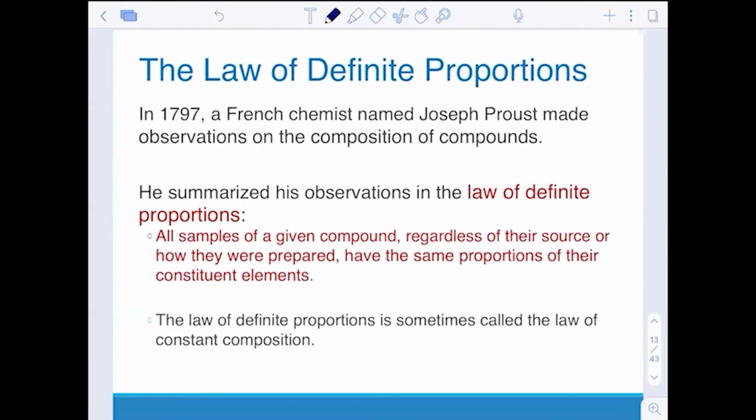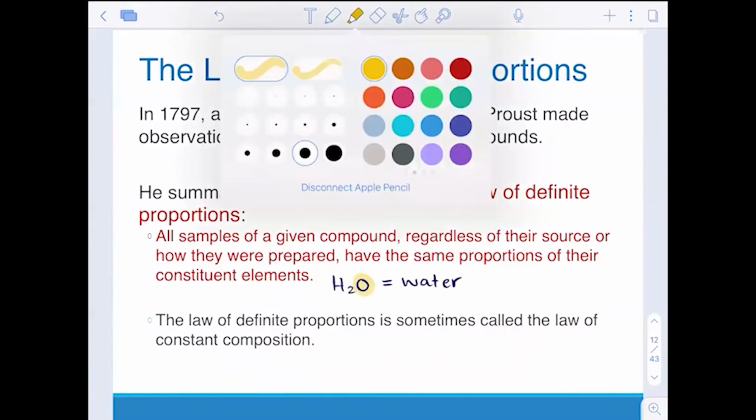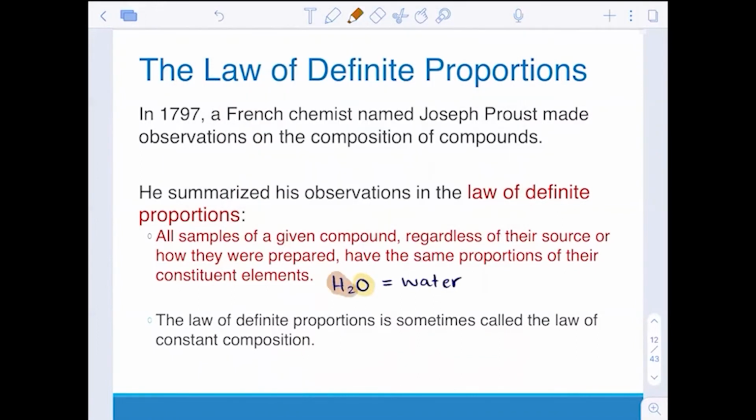All right, the law of definite proportions was developed by a man named Joseph Proust. He was also a French guy in the late 1700s. Lots of things happening in this time period. He summarized the law of definite proportions this way. All samples of a given compound, regardless of their source or how they were prepared, have the same proportions of their constituent elements. What does that mean? H2O is H2O, no matter where you get it. What we call water will always be one oxygen and two hydrogens. That little 2 subscript goes to the number of hydrogens.